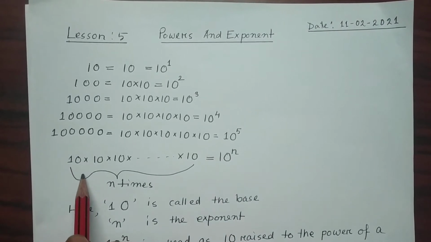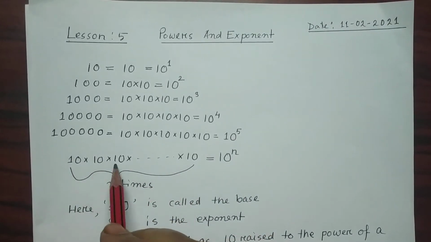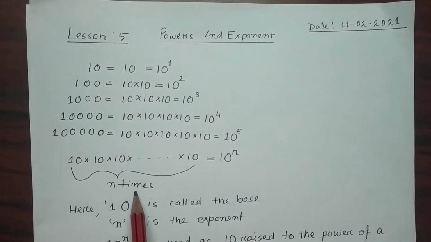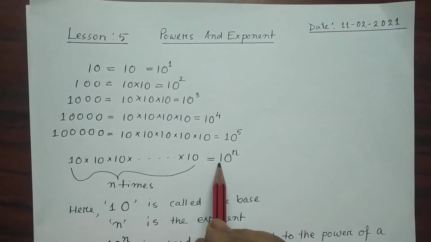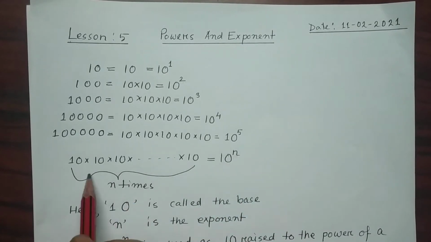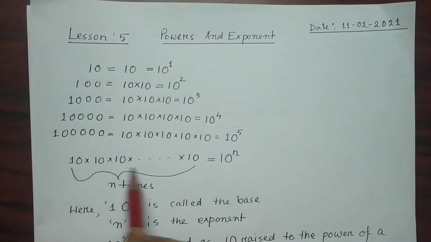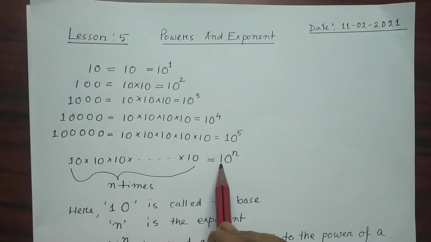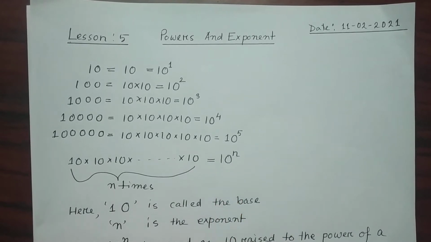Suppose we multiply 10 like this, 10 into 10 and so on up to 10. This one how many times? n times. Then we can write 10 raised to the power n. It is the general form. If we multiply 10 n times, then we have to write 10 to the power n.